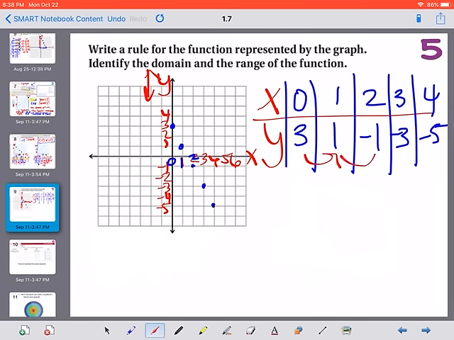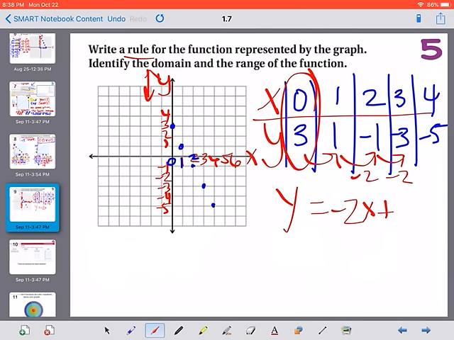So our pattern on this one, writing our rule to get y, we are going down 2 each time. And then looking when x is 0, we have a positive 3. So whatever you get, you really need to add 3 to. Because if I were to plug in a 0, negative 2 times 0 is 0, but we need to get 3, so we have to add 3.